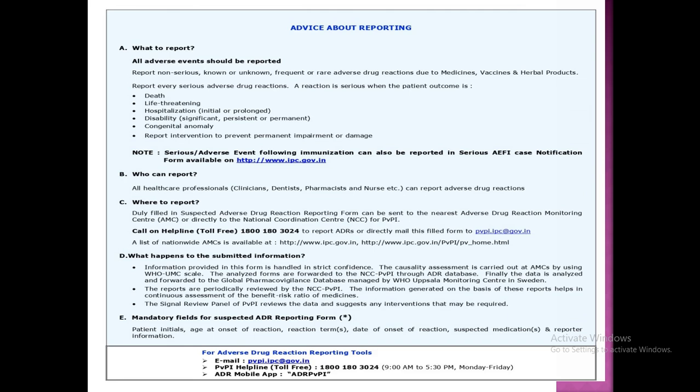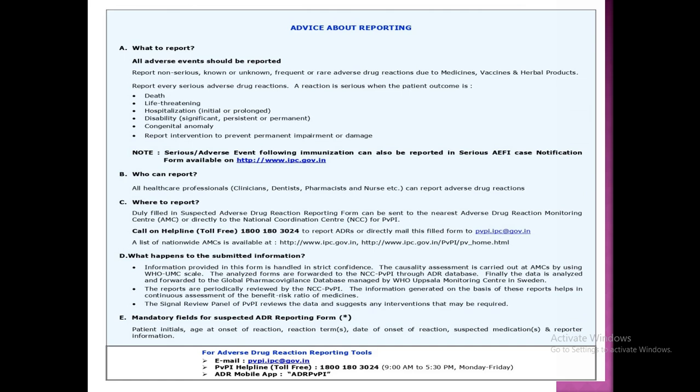The reports are periodically reviewed by the NCC PVPI. The information generated on the basis of these reports helps in continuous assessment of the benefit risk ratio of medicines. The signal review panel of PVPI reviews the data and suggests any interventions that may be required.